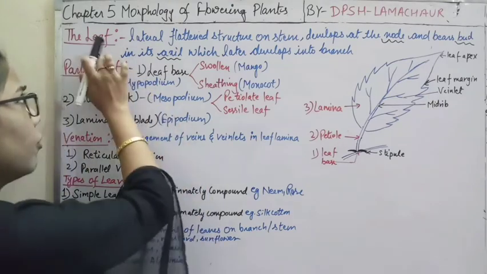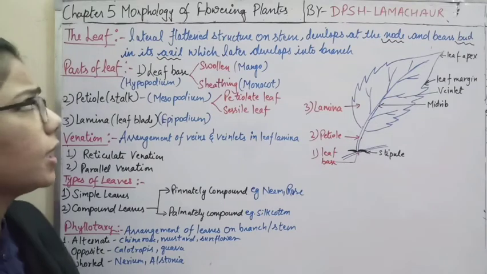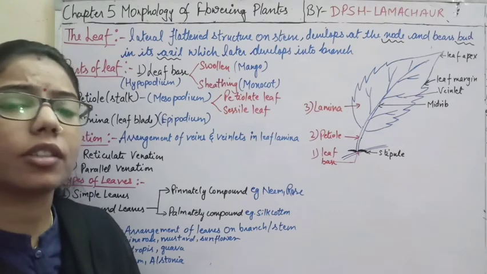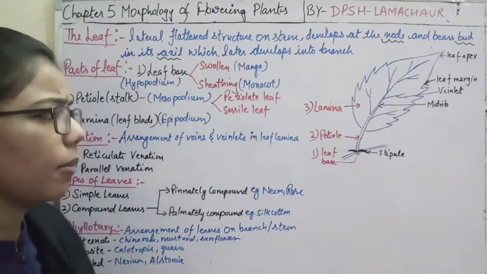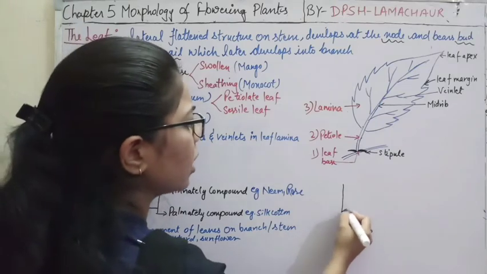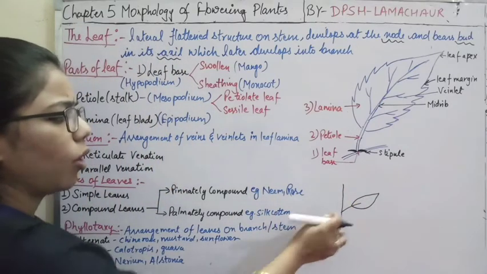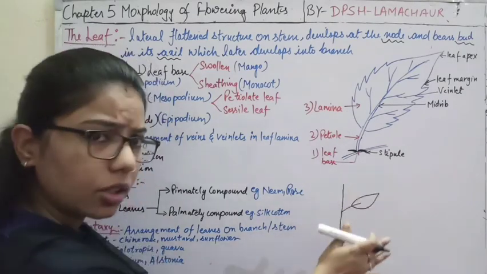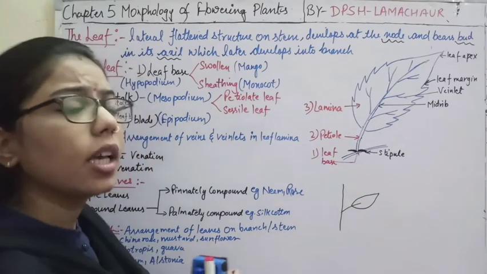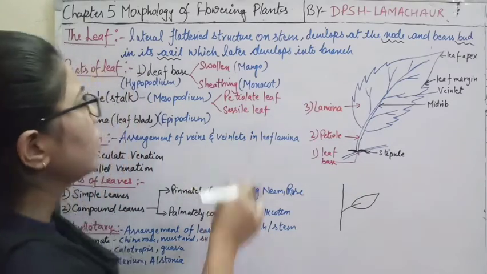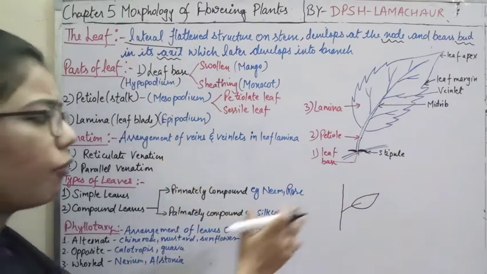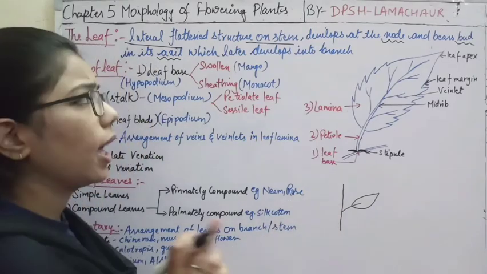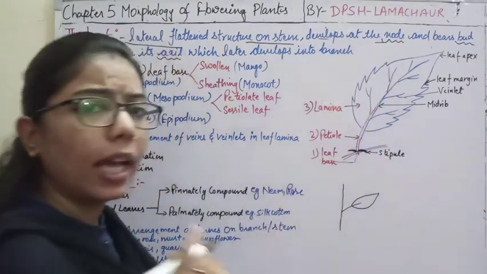So what is a leaf? Any leaf is a flattened structure. And this flattened structure is arising from where? From the stem. It appears as a flat structure, arising laterally. So we have written here: it is a lateral flattened structure present on the stem, and it develops at the node.